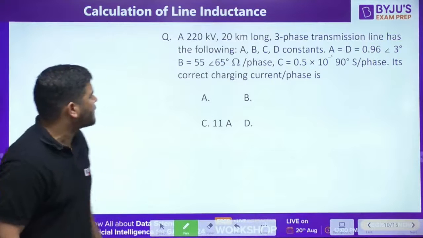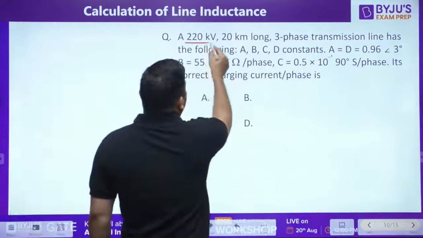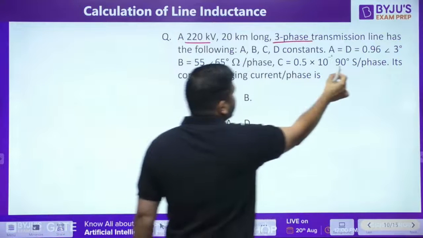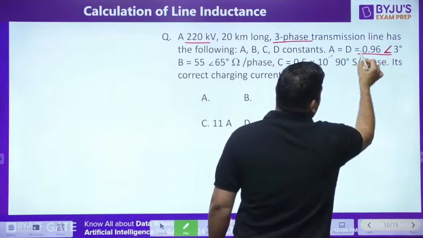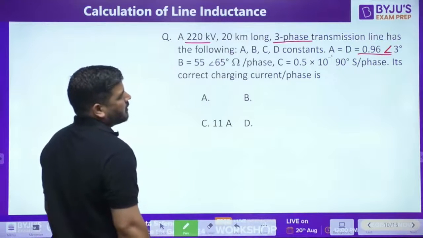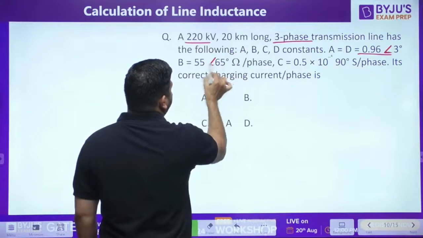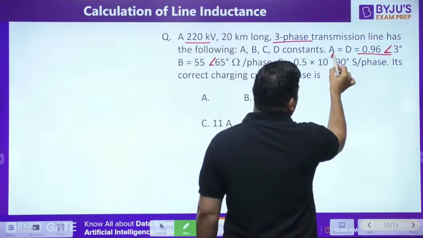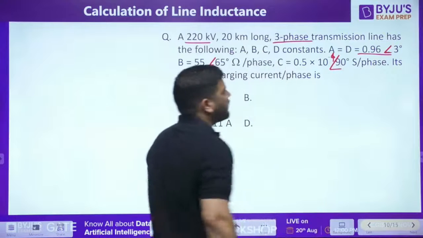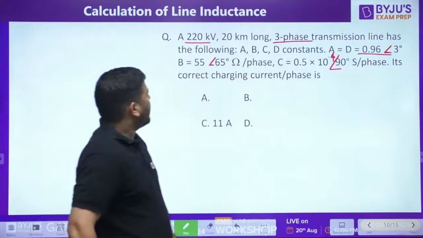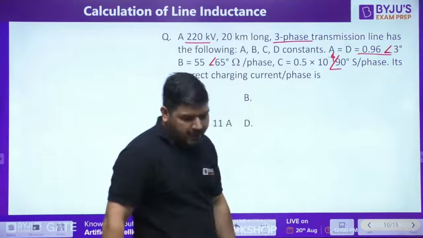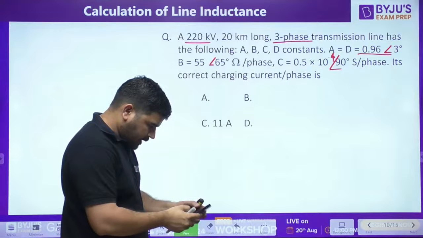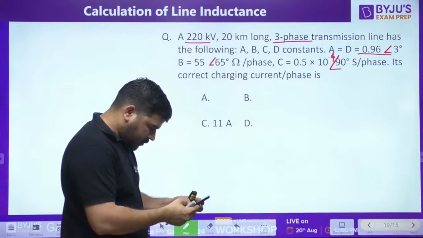The next question on your screen is a 220 kV, 20 kilometer long 3-phase transmission line. ABCD is given to us. This is A, 0.96 angle 3 degree, and this is our B, and this is our C. C is 0.5 into 10 raised to power minus 4, angle 90. I need to find the charging current, and let me put the options also, because the options are missing.